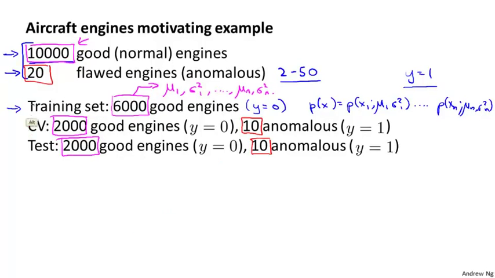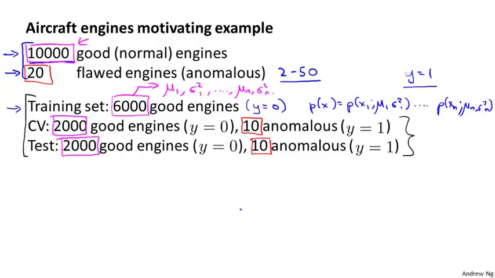What I've just described is probably the recommended, pretty good way of splitting the labeled and unlabeled examples, the good and the flawed aircraft engines, where we use a 60-20-20 split for the good engines, and we put the flawed engines just in the cross-validation set and just in the test set. We'll see in the next slide why that's the case.